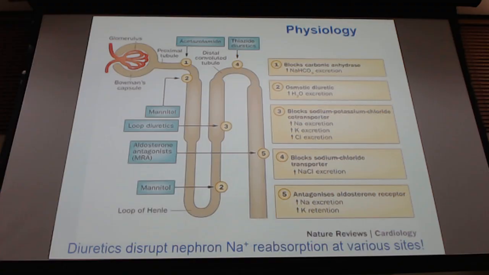Here's the diagram of the nephron showing where all the diuretic medications we're going to cover will affect the nephron. Diuretics will disrupt sodium reabsorption at various sites. And some food for thought, the more distal segments usually compensate for the ones at the beginning. So you'll see compensation with acetazolamide, number 1 at the proximal tubule, and then mannitol.